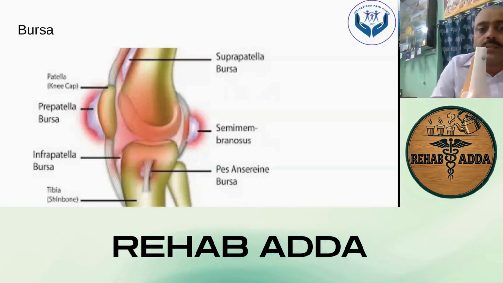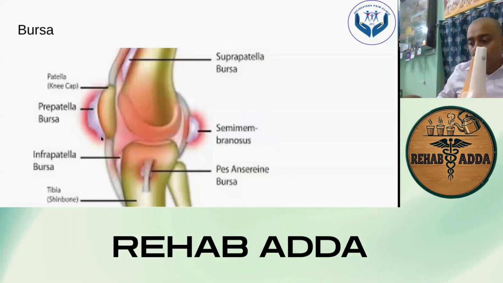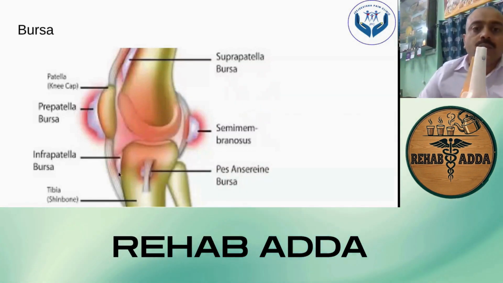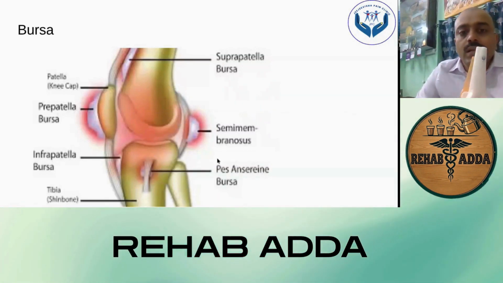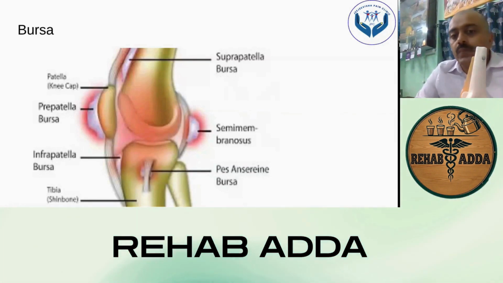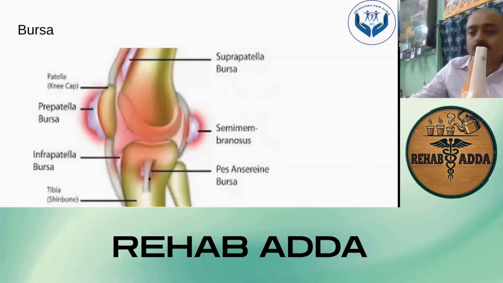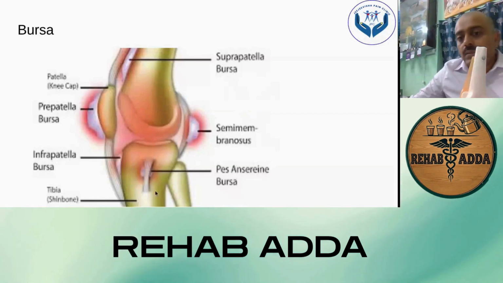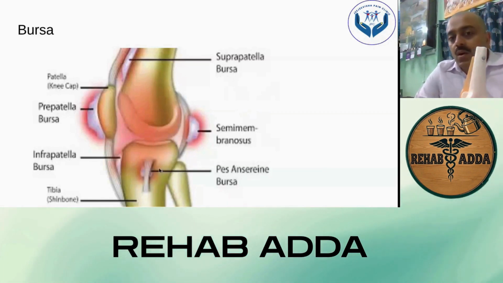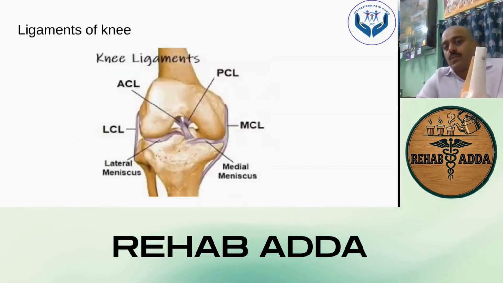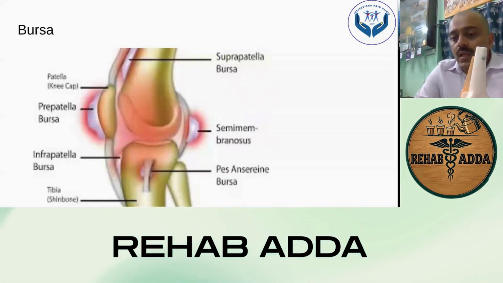Then the infrapatellar bursa. Always remember one thing, that infrapatellar bursa has two components. One is between the tibia and the patellar tendon, and another is between the tendon and the skin. So there are two components of the infrapatellar bursa. Then the pes anserine bursa is on the tibia, where this tendon joins at the tibia.